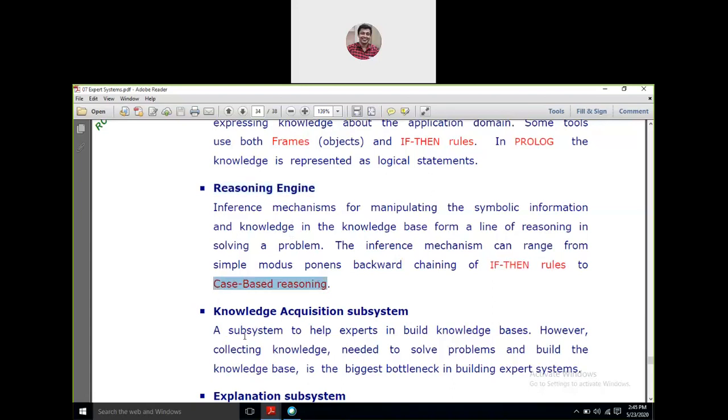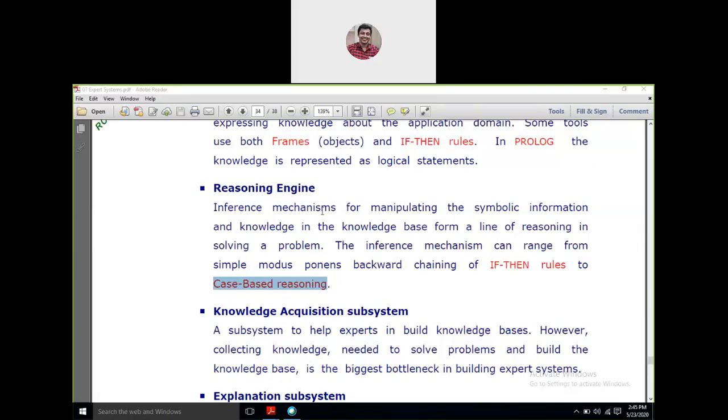Have I talked about this case-based reasoning? Any one of you? Have I shown you some of the things? No, no. Well, I'll show you some of the things. Wait, hold on.